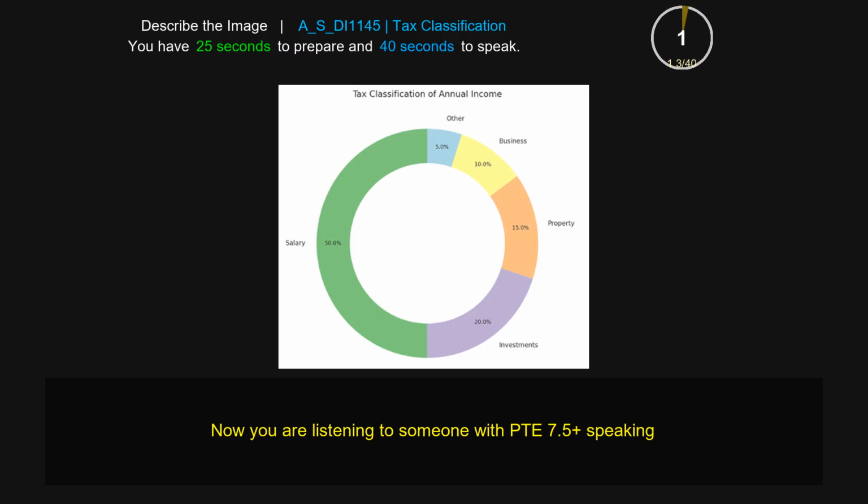The following picture is a pie chart, and the pie chart gives information about tax classification of annual income. According to the pie chart, the highest percentage is of salary, which is 50.0%, and on the contrary, the lowest percentage is 5.0, which is others. Another interesting point is that investment comes at second position with 20.0 percent, then comes property with 15.0 percent, and business with 10.0 percent. Overall, this is a very interesting pie chart that gives information about tax classification of annual income.